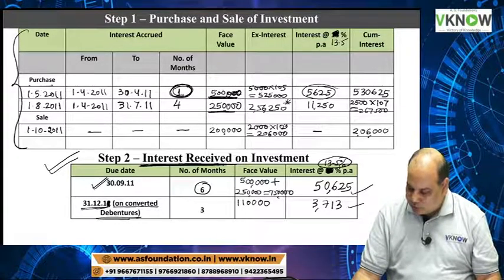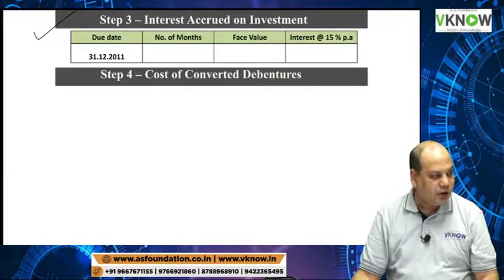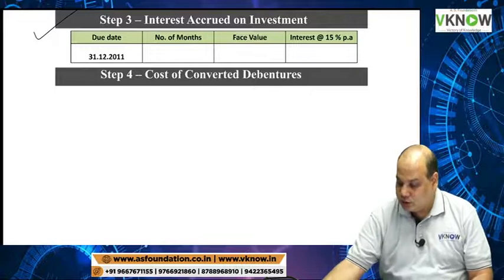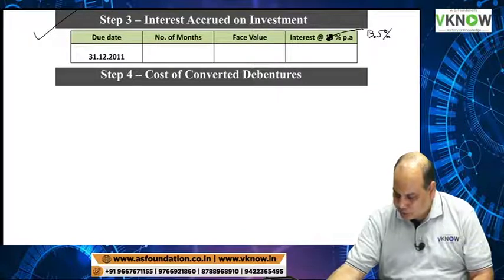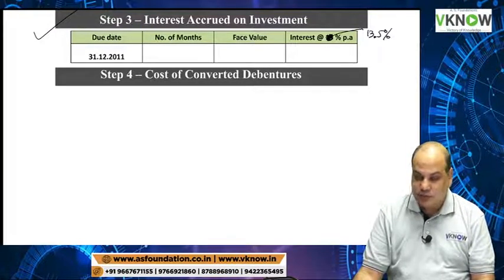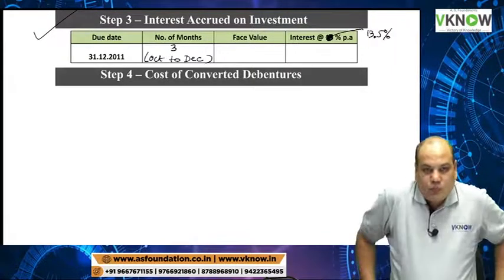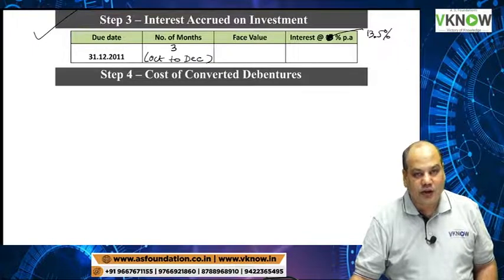Let us now calculate interest accrued. Step number 3, interest accrued on investment. Draw the table: due date, number of months, face value, interest at the rate of 13.5%. Our year ending date is 31st December 2011. Interest will accrue for 3 months, October to December: October, November, December. Up to September, interest has been received.